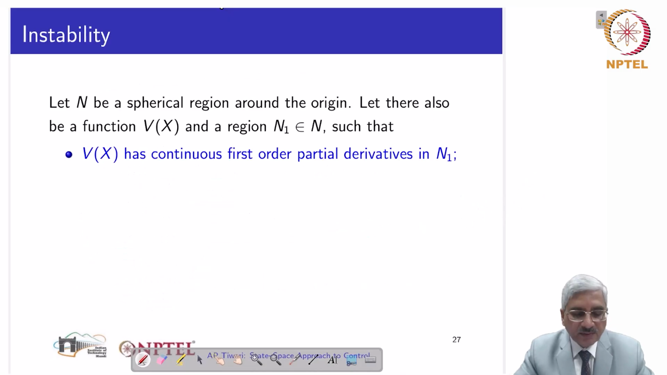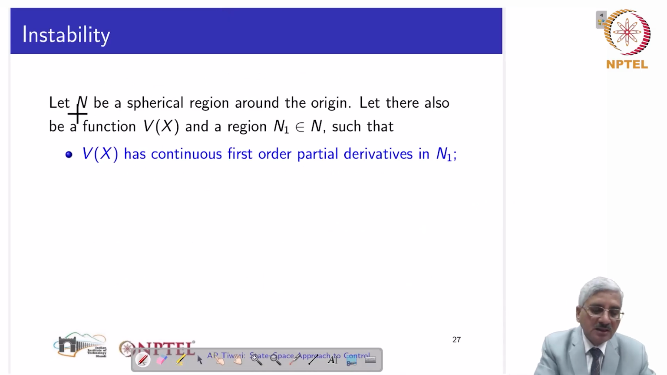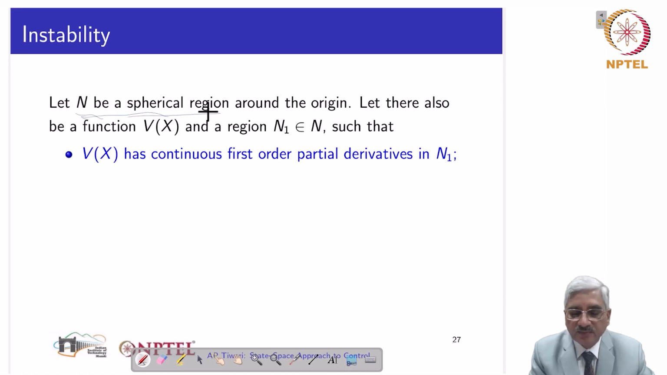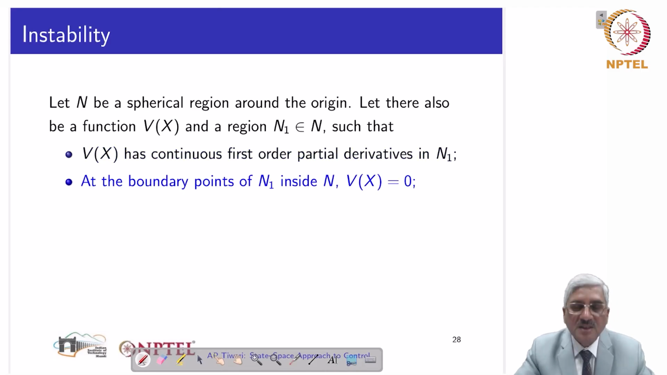We define instability. We have two regions. One is N, a spherical region, and within that there is a small region, a part of region N, which is N1. So we have two regions, a spherical region denoted by N, and in that a region, not necessarily a spherical region, N1.